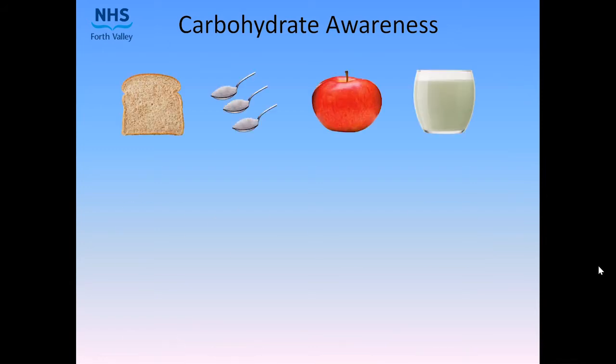So, a slice of bread, 3 teaspoons of sugar, an apple, or a large glass of milk will all cause your blood glucose to rise by the same amount, as they all contain 15 grams of carbohydrate. The more you have, the more your blood glucose levels will rise. So if you had 2 slices of bread or 2 cups of tea with 3 sugars in each, they will both cause your glucose to rise by the same amount, as they both contain 30 grams of carbs.